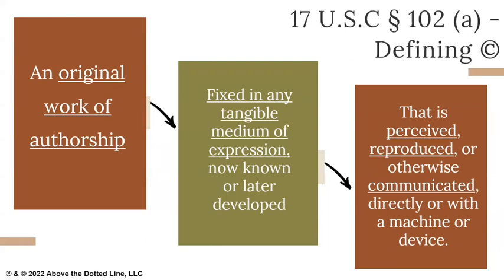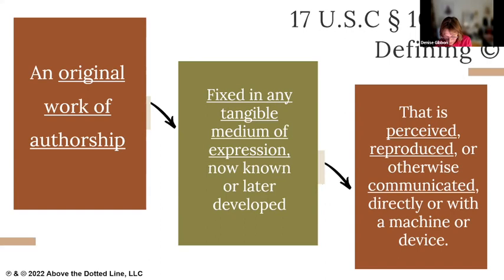So just to make sure everybody gets a shot at understanding these, to summarize the law: copyright protects first an original work of authorship. Second, that original work of authorship has to be fixed in a tangible medium of expression, now known or later developed. And third, the tangible medium of expression must allow us to perceive, reproduce, or communicate the work of authorship directly or with a machine or device.